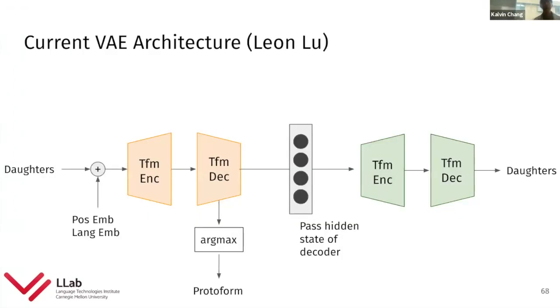Now, currently, we have one member of our lab working on a VAE architecture. And instead of trying to take the output of the transformer encoder and predict the daughter from that, what we're going to do is to pass the hidden state of the protoform decoder into a second set of encoder decoders, which is designed to predict the daughter. Now, the reason why we have to pass the hidden state of the protoform decoder into our second set of models is because argmax is not differentiable. So you cannot pass the predicted protoform to this transformer encoder decoder. We want the whole architecture to be back propagatable.